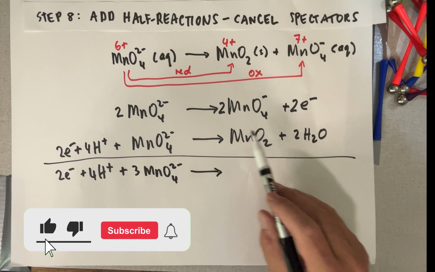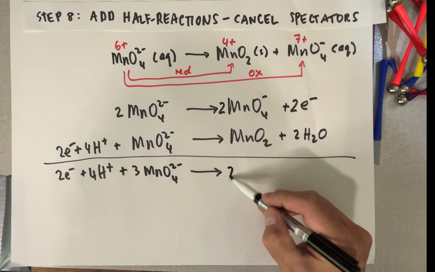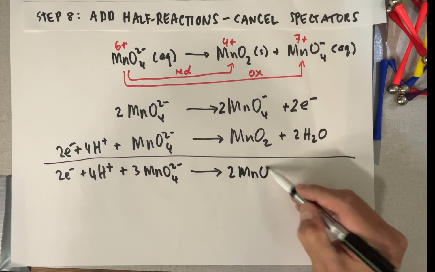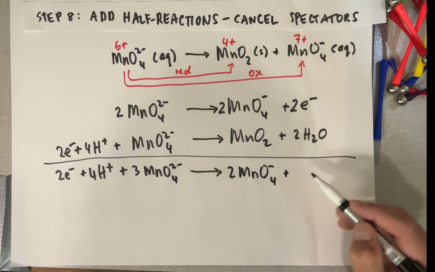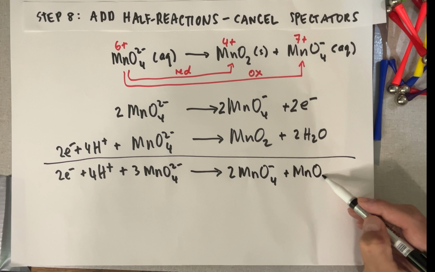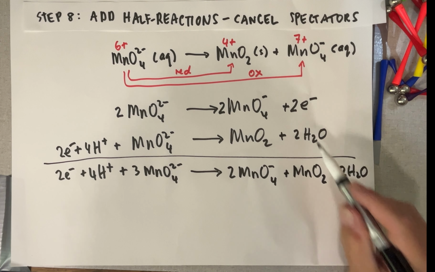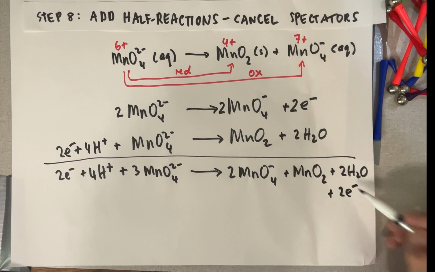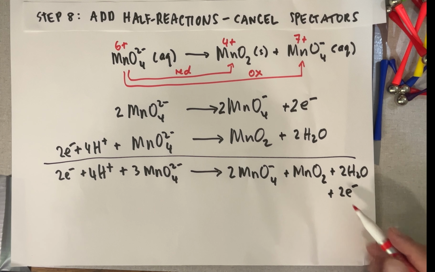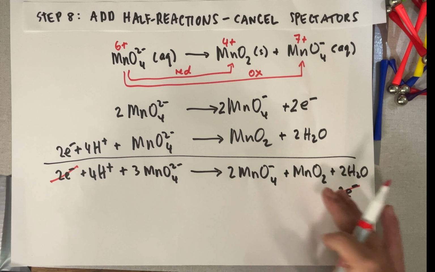And on the right hand side you have 2 permanganates plus manganese dioxide plus 2 waters plus 2 electrons. Now the only things you can cancel at this stage are the 2 electrons on both sides. And what is left is a balanced redox reaction.